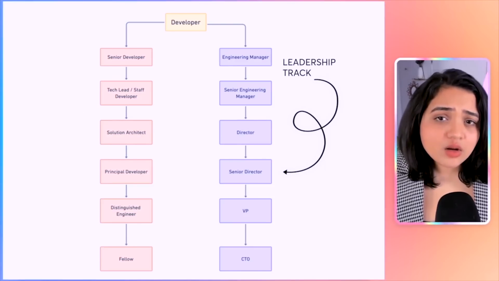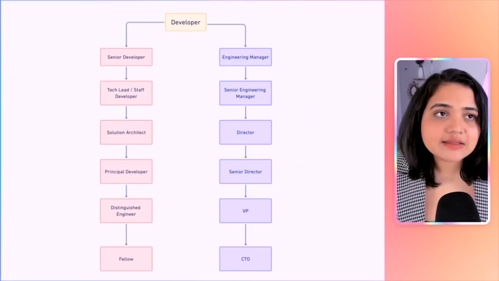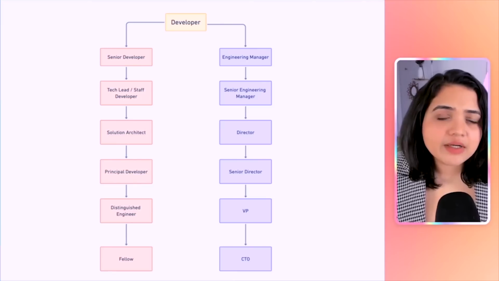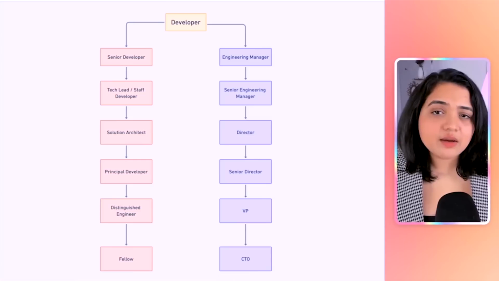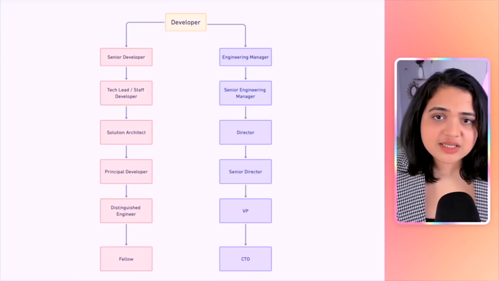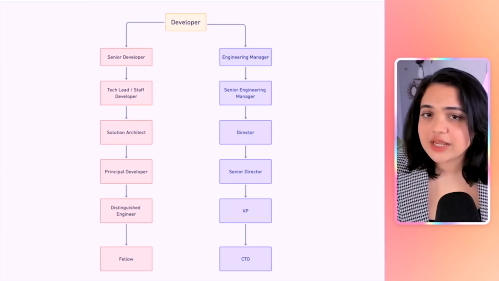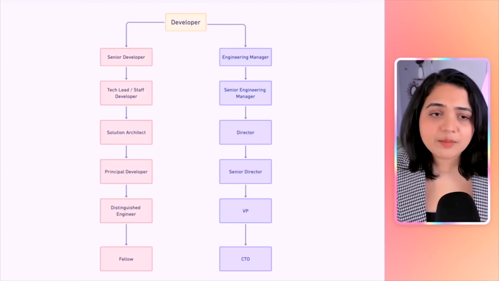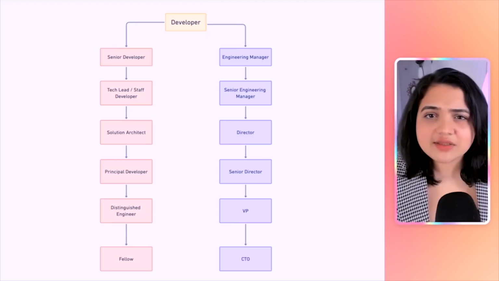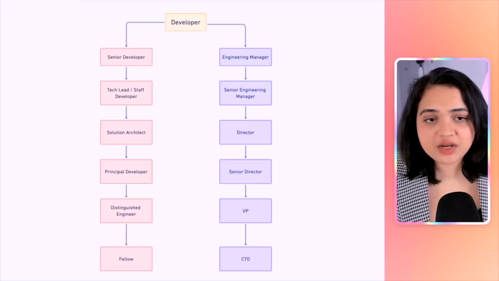Now, a lot of times you will find that an IC path does not have that many levels compared to a leadership path. And that is why a lot of developers end up becoming managers, because they don't know how else to grow unless they go into a leadership track. But it doesn't necessarily have to. You need to find the right company and the team where these levels are properly defined so you can keep growing even after you reach a specific level.